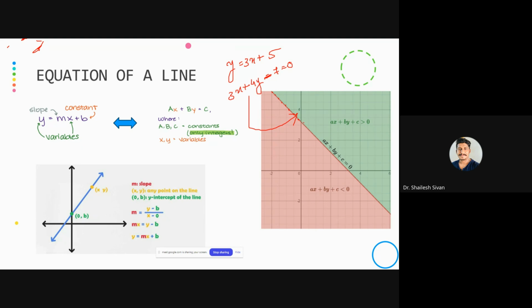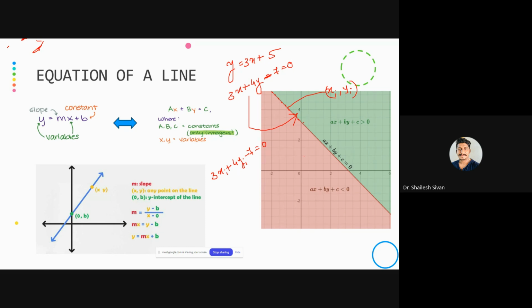And if you take any arbitrary point on this line, that is xi comma yi, and substitute this xi, yi in the equation, the equation must be satisfied. That is, if you put the values of xi and yi in the equation 3xi plus 4yi minus 7, it should always be equal to 0.